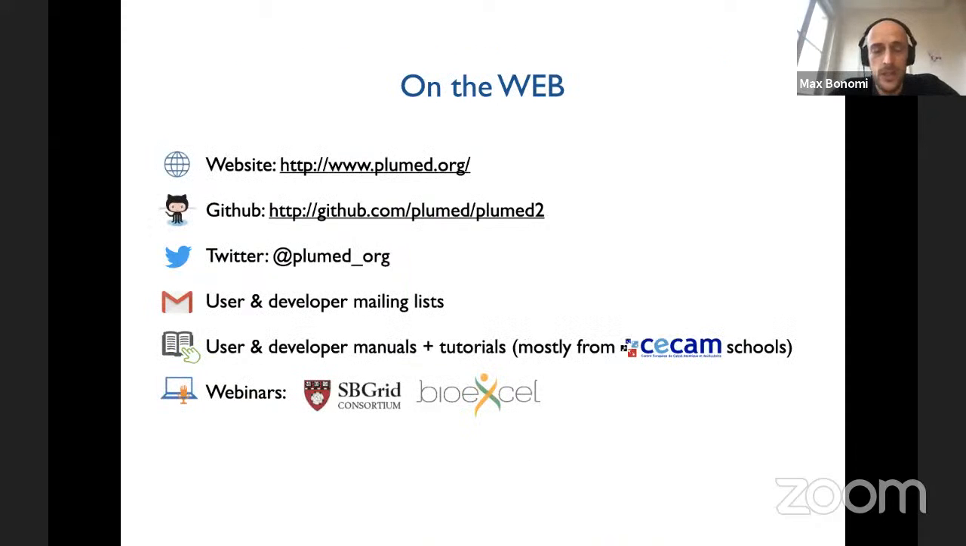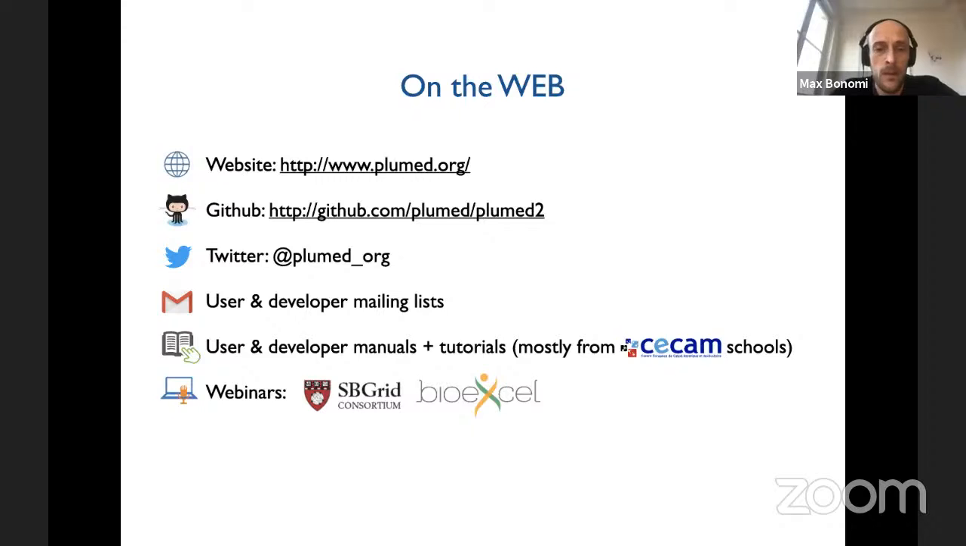If you are interested in learning more about the code, there are several places where you can look. Our main reference is our website, plumed.org, but you can have a look at GitHub if you want to look at the source code, or follow us on Twitter for the latest news. If you encounter problems in the future, we have a user and developer mailing list, and many tutorials are already out there.